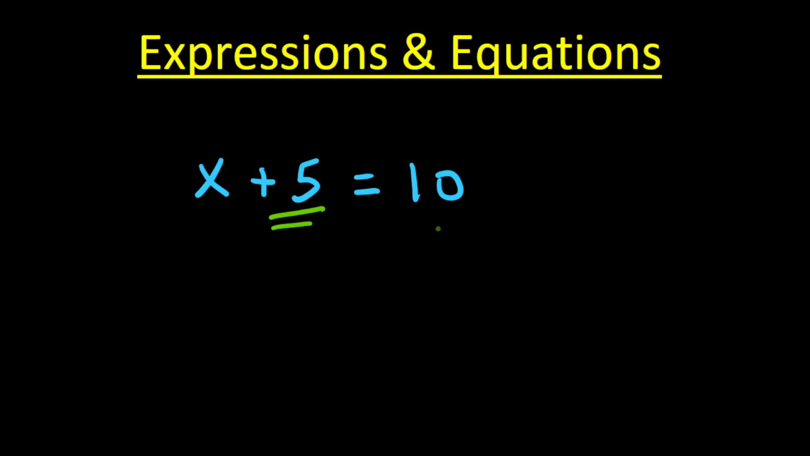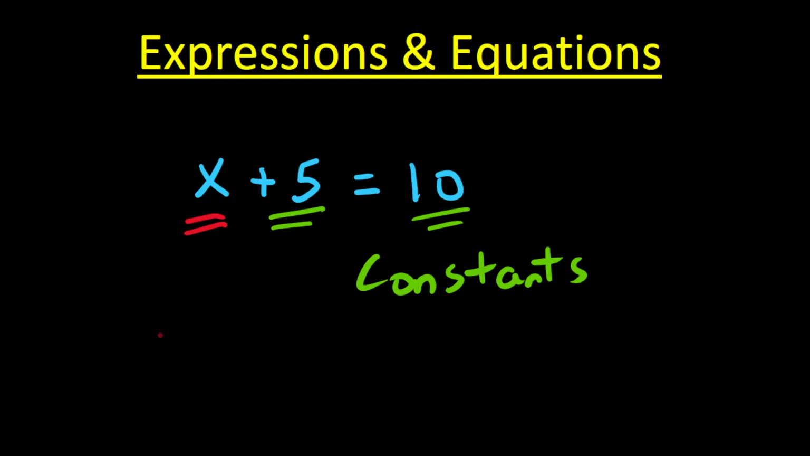So plus 5 and 10 are constants right here, because their values don't change. Generally, any number is a constant. And these letters right here, so x, and we can use any letter, A through Z. Most of the time we like to use x. X is a variable because its value changes depending on the situation it's in. So x is a variable, and 5 and 10 are constants. So that's sort of the anatomy of equations.